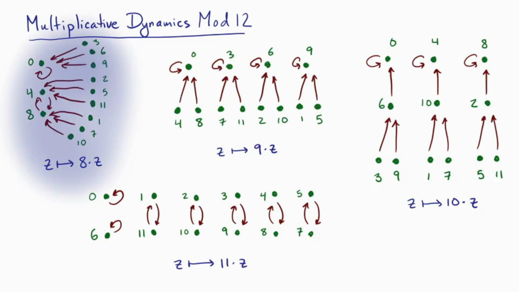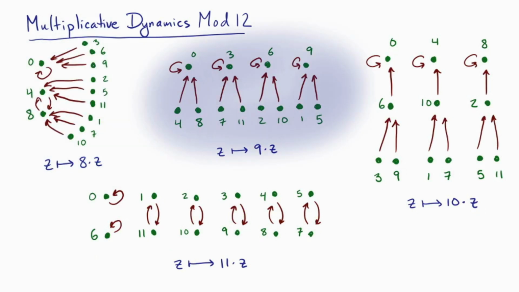Okay, multiplication by 8, not all cycles. By 9, not all cycles. By 10, not all cycles. By 11, all cycles. So it looks like our conjecture could be true. The only A coprime to 12 on the screen right now is 11, and that's the only one with cycles. Before we get to proving it, I want to draw your attention to one more aspect of these pictures.